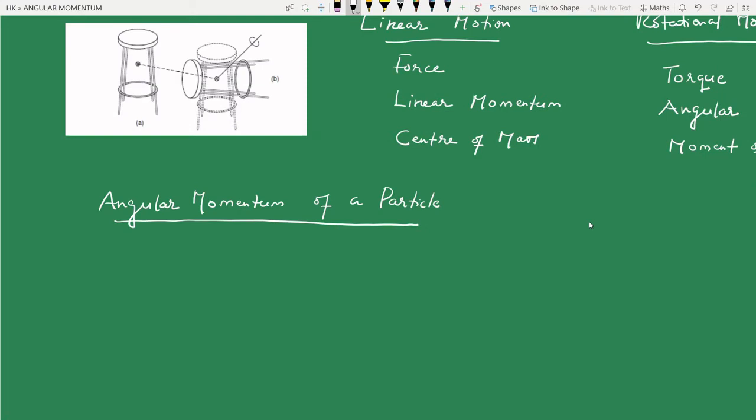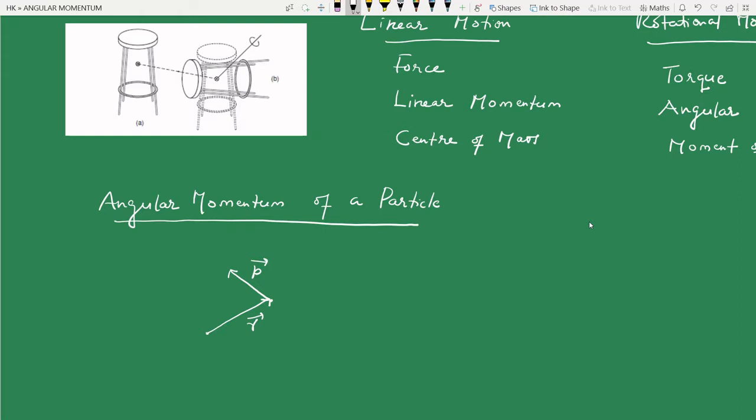So let us consider a particle at this point. Its position vector from some origin here is r. And this particle has some linear momentum, let us say along this direction. So its linear momentum is p.